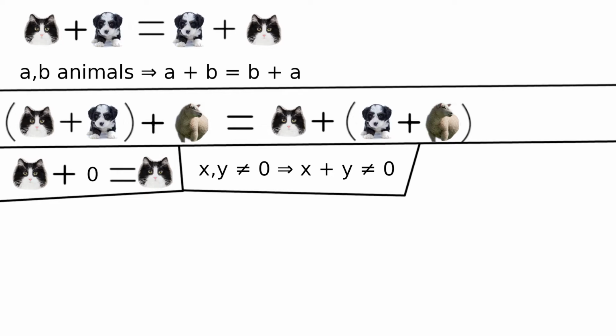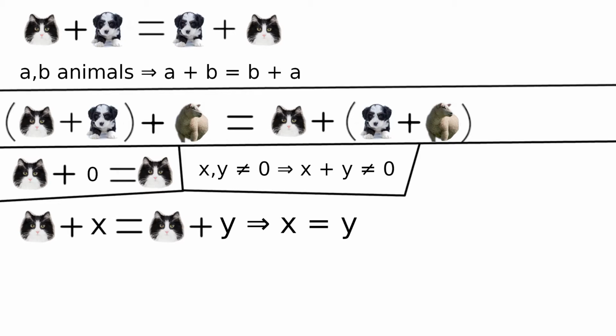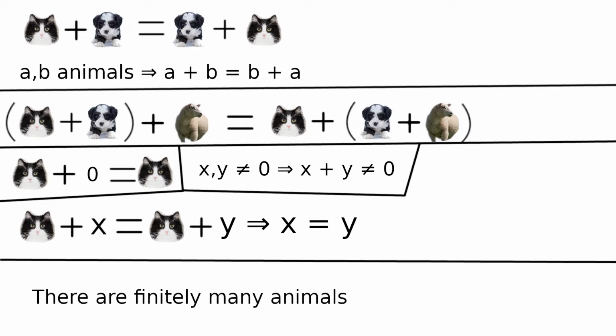The next thing we're going to assume is as follows. Imagine that you have a cat plus a group, and suppose this is equal to a cat plus another group, then those two groups are actually one and the same. And this makes sense, right? Now there's actually not much more that we have left to assume. All I'm going to assume is that we have a finite number of animals.